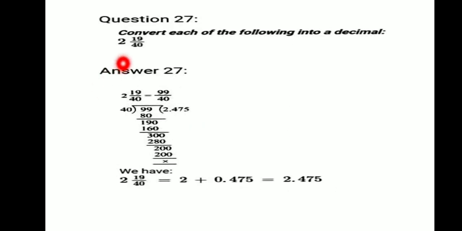Question number 27. Convert each of the following into decimal. 2 whole 19 upon 40. 2 whole 19 upon 40 is equal to 99 upon 40. So 99 is divisible by 40, and you will get your answer 2.475. When you divide 99 by 40, you will get 2.475, and this is your answer.